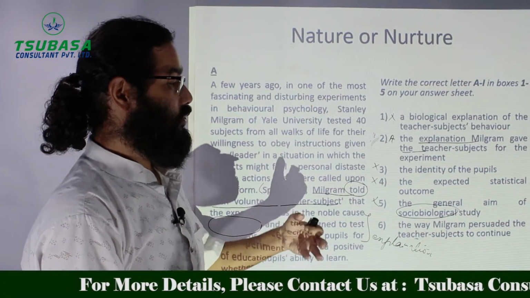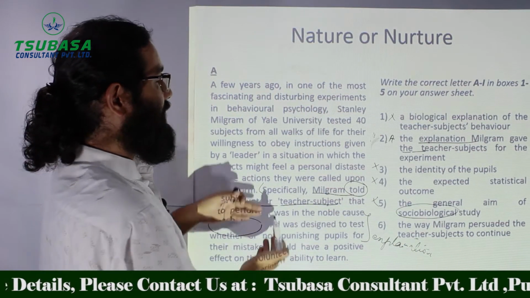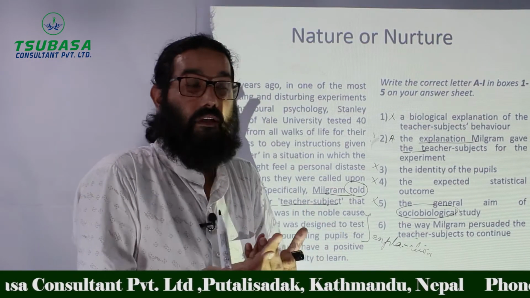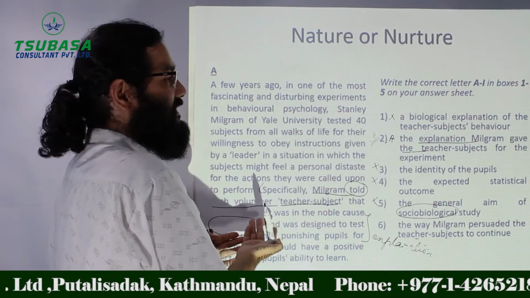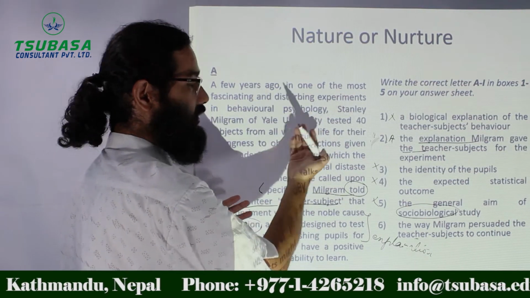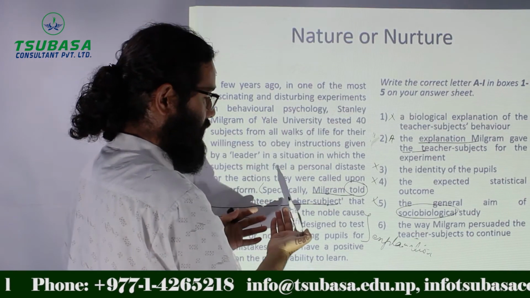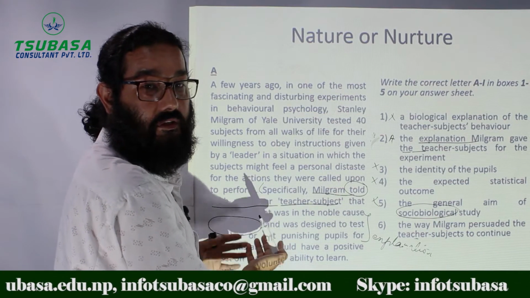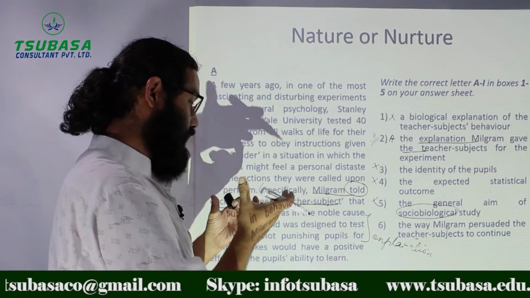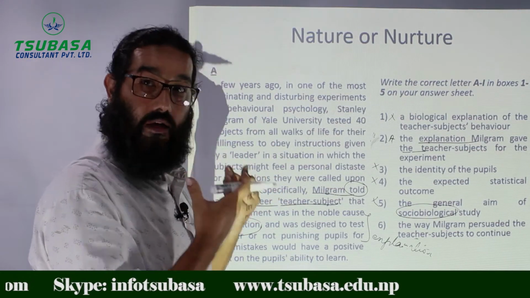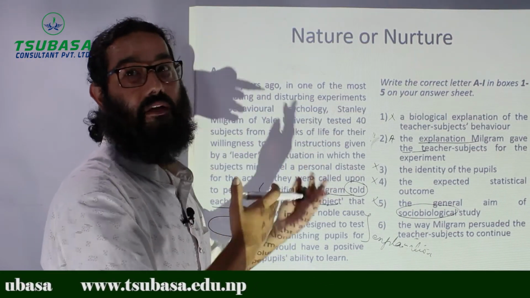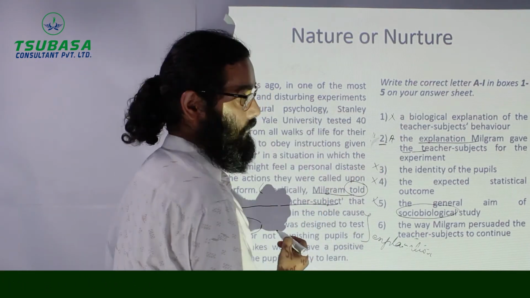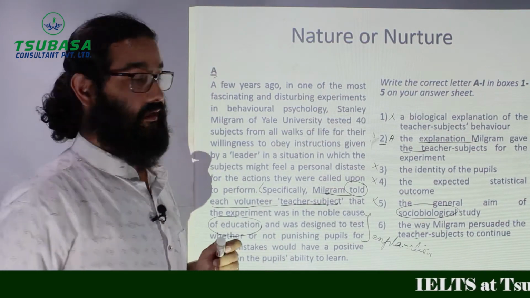The way Milgram persuaded the teacher subject to continue. Now, there's nothing about persuading. Persuading is the ability to convince something, and we don't have any convincing thing. It's just that he's carrying out experiment in Yale University, and that has a purpose. So he's giving explanation to the teacher subject that it's in the noble cause of education. So it was designed in such a way to see whether it would help children to learn, or does it have any positive effect when they are punished. So therefore, the answer to number A is 2. Okay, the next one.